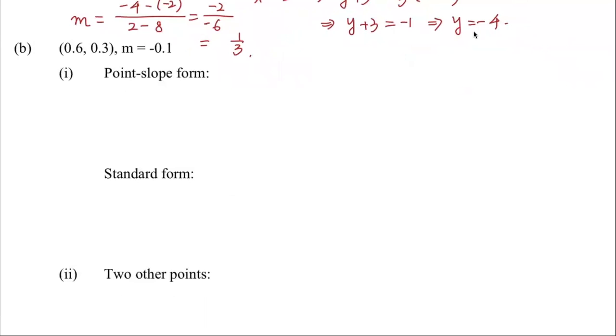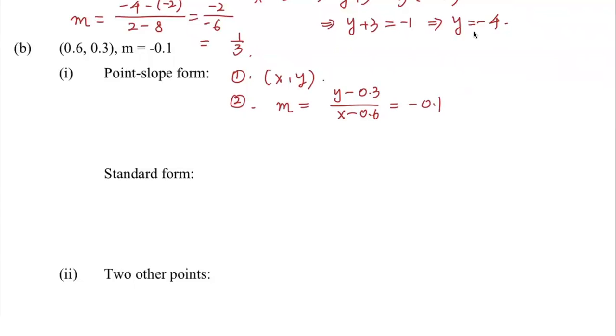Okay, so we're given a point (0.6, 0.3), sorry, and the slope is equal to minus 0.1. So for point slope form again, we let (x, y) be the general form of all the points on the straight line, right? And the second step is we use the slope formula, m, which is equal to y minus 0.3 over x minus 0.6, and the slope is given, which is minus 0.1.